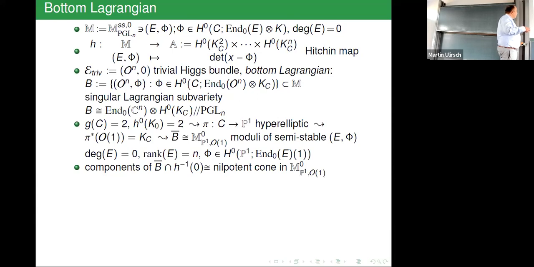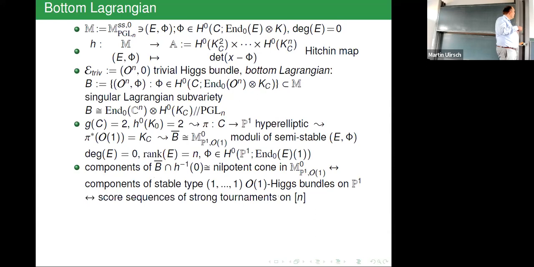And then here it is going to be the nilpotent cone in this moduli space, which in this case will be determined precisely by the components of stable type (1,1) Higgs bundles on P1. So that's why we do that. The components of this bottom Lagrangian over 0 are exactly the stable type (1,1) ones, which is important. And therefore, they are enumerated by the score sequences.